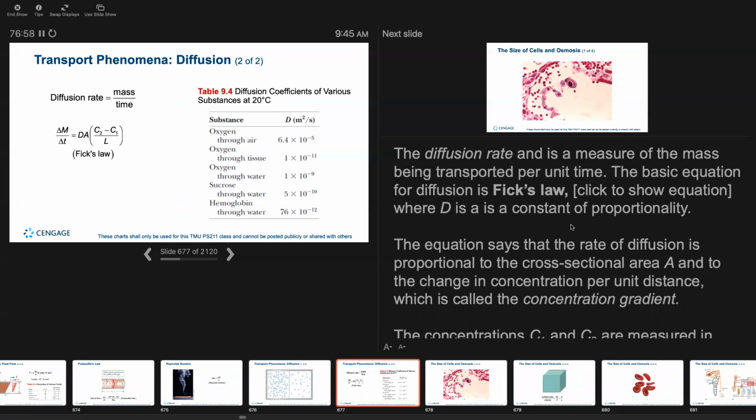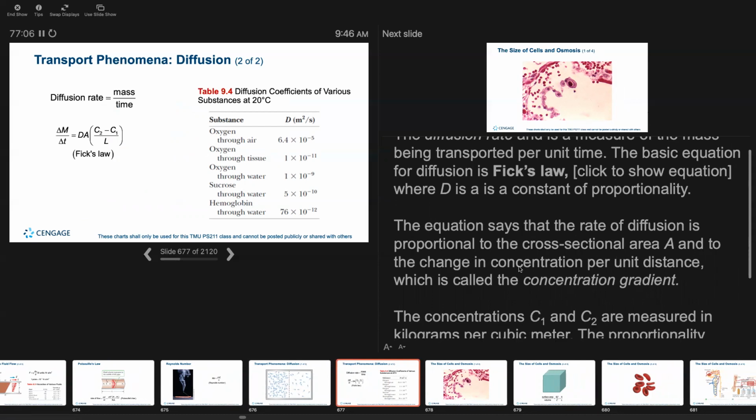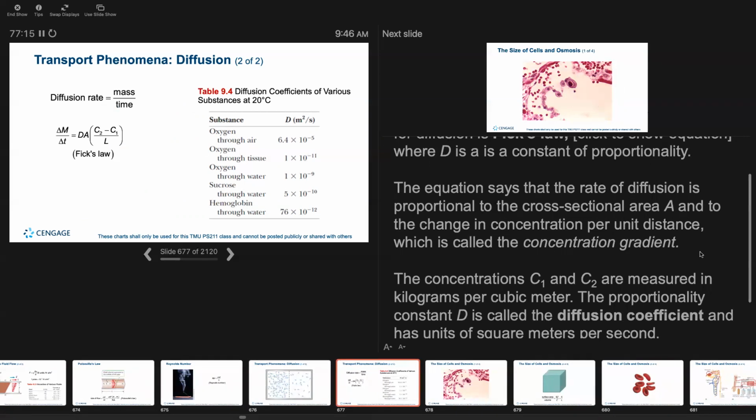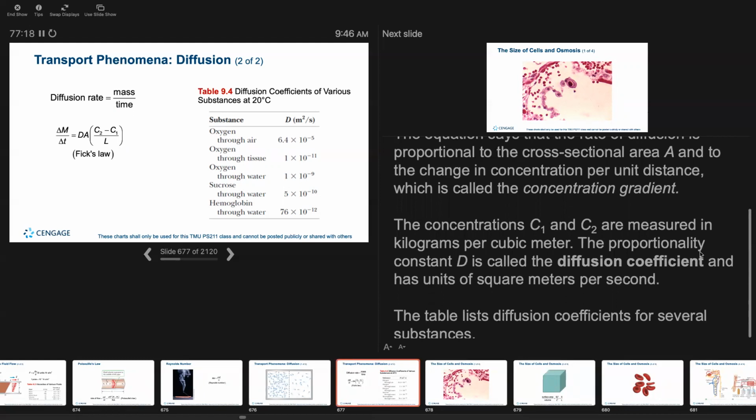The basic equation for diffusion is Fick's law, where D is a constant of proportionality. The equation says that the rate of diffusion is proportional to the cross-sectional area A and to the change in concentration per unit distance, which is called the concentration gradient. The concentrations C1 and C2 are measured in kilograms per cubic meter. The proportionality constant D is called the diffusion coefficient and has units of square meters per second. And you can see in the table, it lists the diffusion coefficients for several substances.